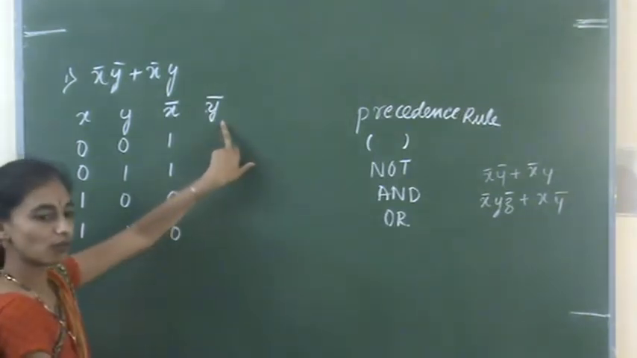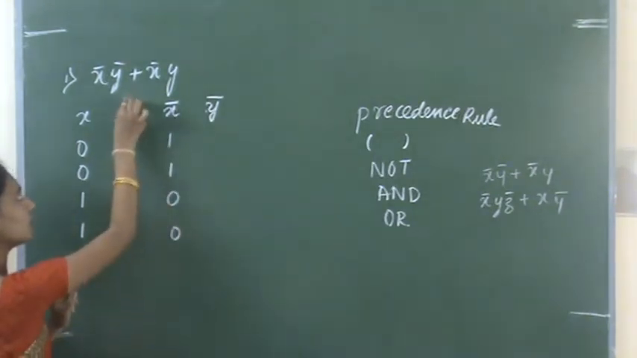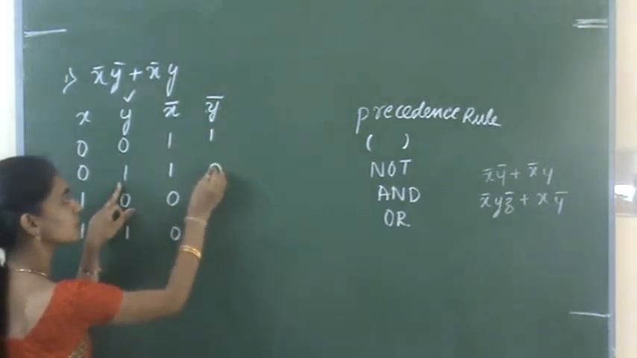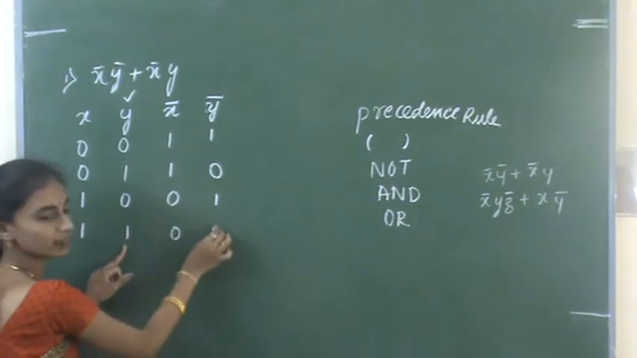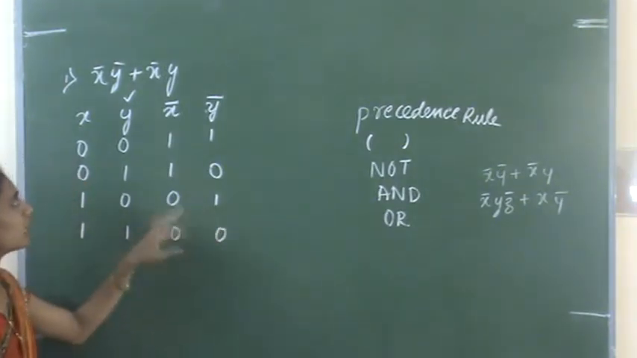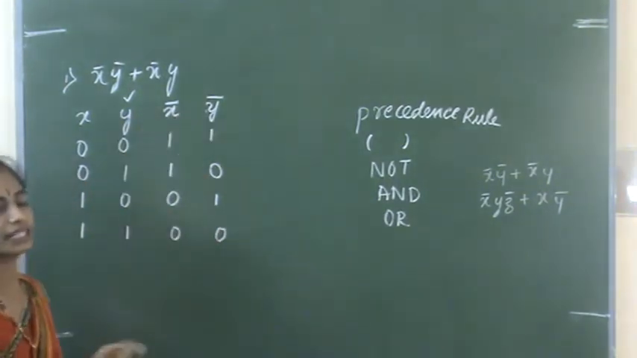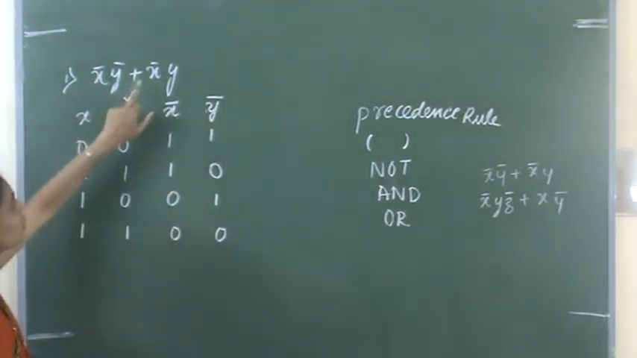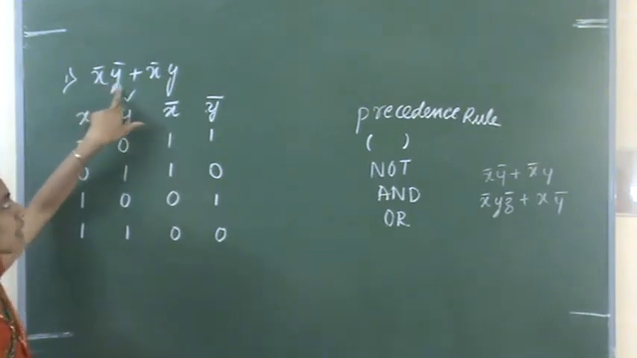Next we have y bar, so we have to complement the variable y. So 0 becomes 1, 1 becomes 0, 0 becomes 1 and then 1 becomes 0. This is how we are complementing the variables x bar and then y bar. So now we get x bar and y bar, right?